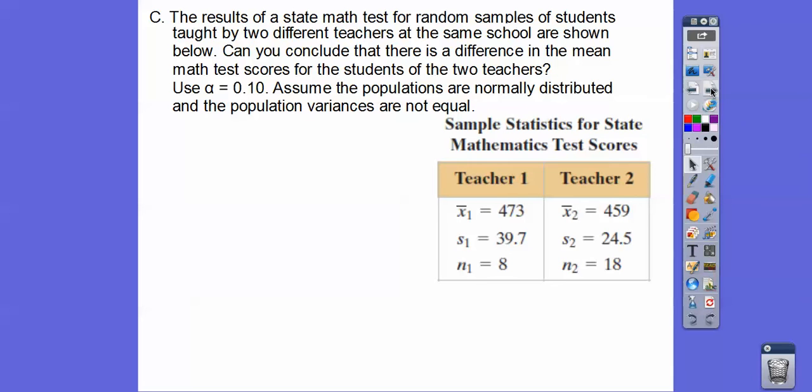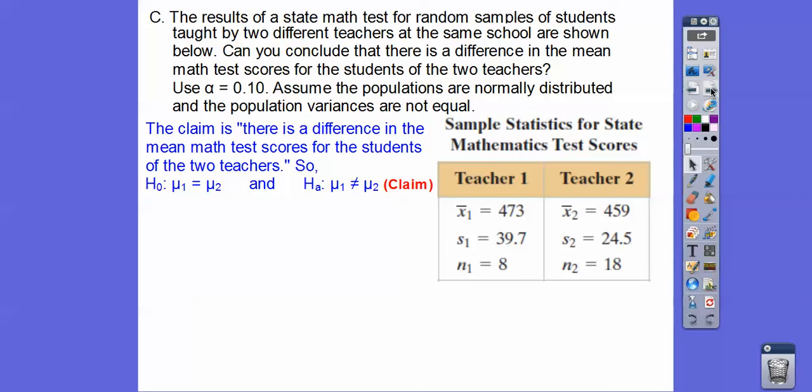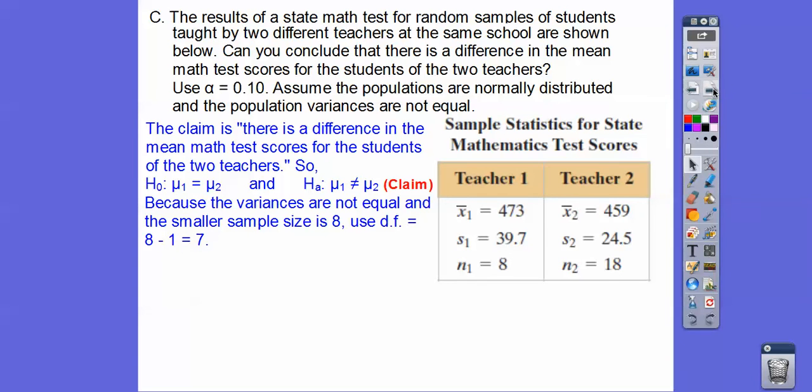All right, so the claim is there is a difference in the mean test scores for the students of the two teachers. That's our claim right there. A difference just means they're not equal, so this is a two-tailed test, okay? The null is that they are equal. We're going to try to show we can reject the null, otherwise we'll just fail to reject it. Because the variances are not equal and the smaller sample size is 8, our degrees of freedom is going to be 8 minus 1.